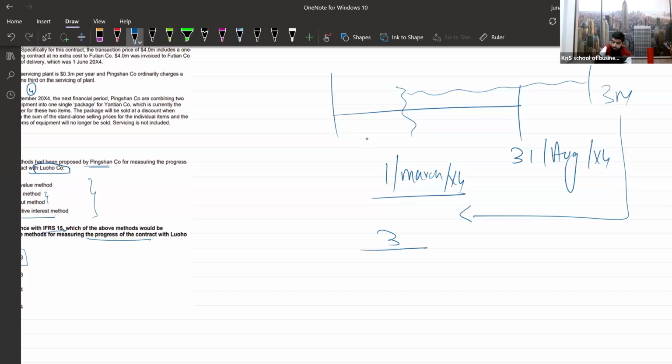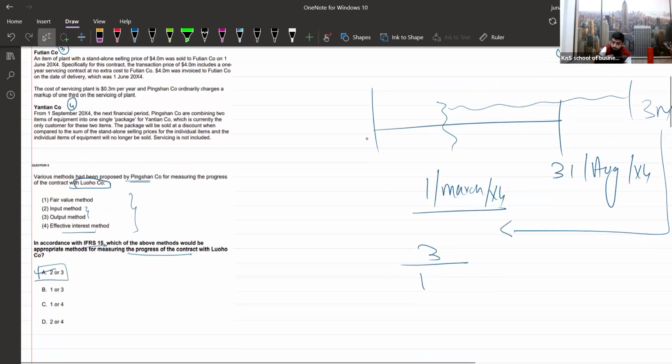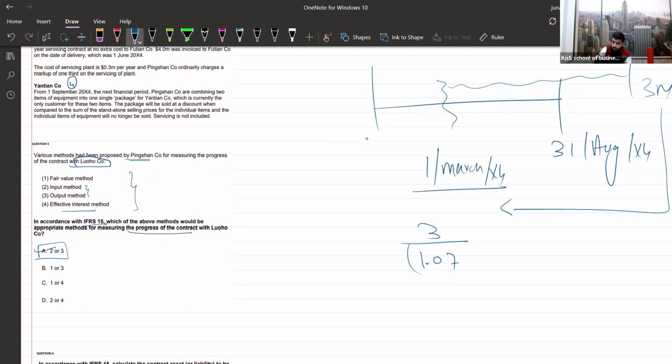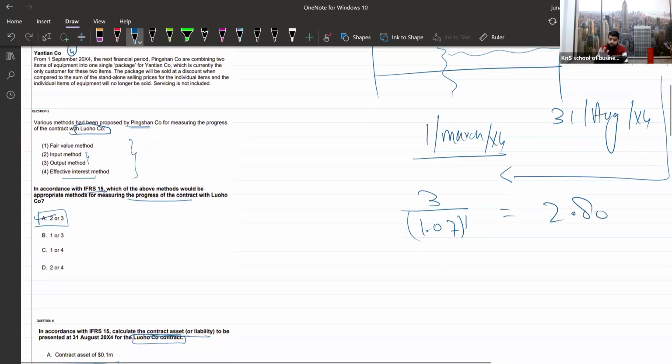So we are going to calculate the present value for this one. 3 million divided by 1.07 to the power 1, where the interest rate is 7%. Can anyone please calculate the present value for this one? 2.80. Good. So it means the initial revenue should be recognized at 2.80.